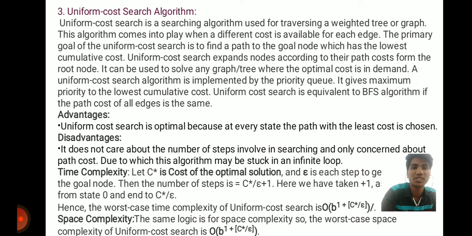The main disadvantage of this algorithm is that it does not care about the number of steps involved in searching, and is only concerned with the path cost. So it will depend only on path cost. The time complexity is O of b power 1 plus C star by epsilon, and the space complexity is O of b power 1 plus C star by epsilon.